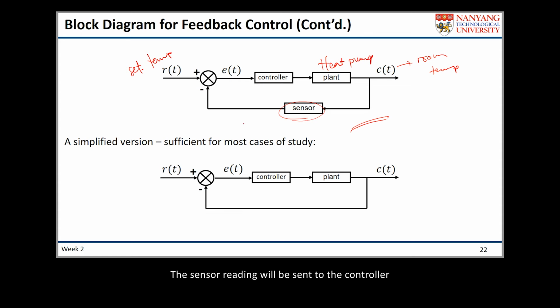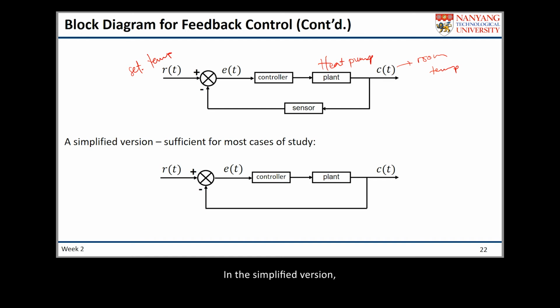The sensor reading will be sent to the controller, and at the same time, the setting temperature will also be sent to the controller. The controller will measure the difference between the setting temperature and the actual temperature through the summing point. If the difference is negative, the controller will ask the heat pump to start. If the difference is positive, saying that the room temperature is colder, the heat pump will be asked by the controller to stop. Okay, so this is the block diagram representation of our air conditioning system.